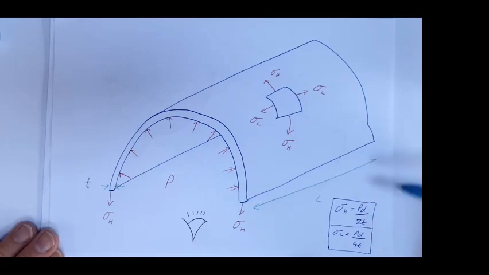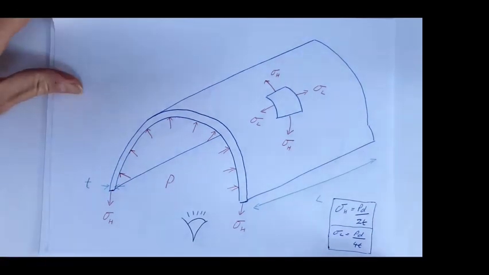Now, you guys know that if you're cooking sausages on a Sunday morning for a fry up, how do they split? What direction do they split in?